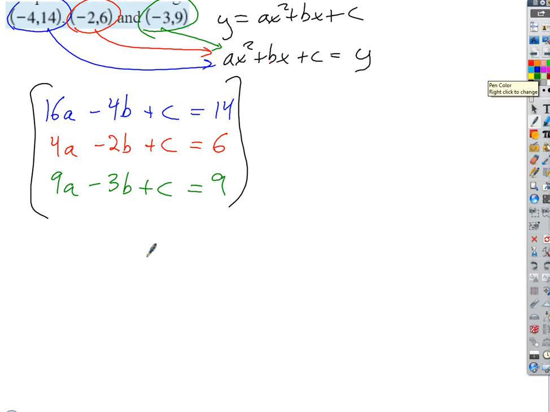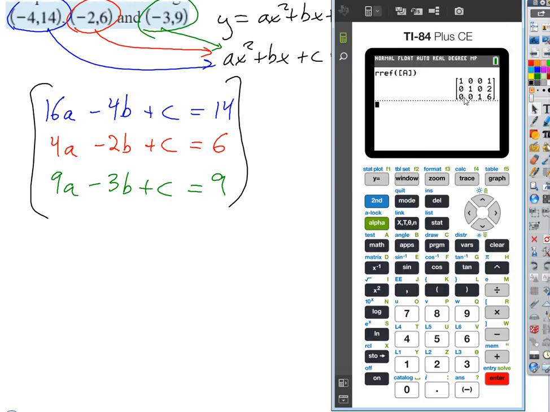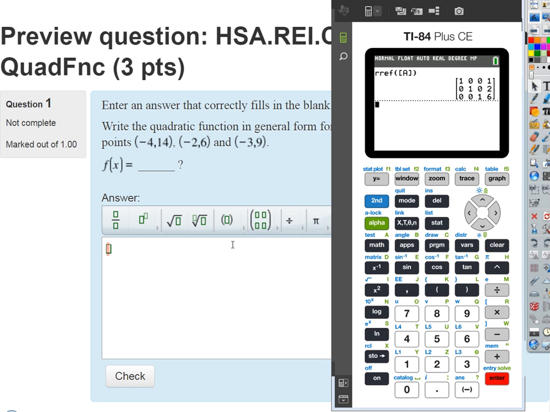So my answer would look like, what did we get here? Do you remember what those were again? I forgot the values. So we had 1, 2, and 6 for A, B, and C. So we're going to fill in the blanks. f of x equals 1x squared, so just x squared. B is 2, so plus 2x, plus c, and c is 6. So that'd be my answer.